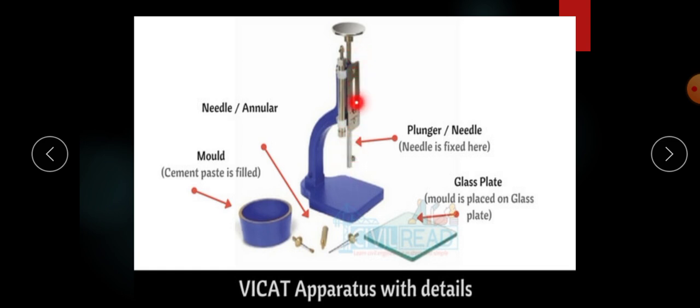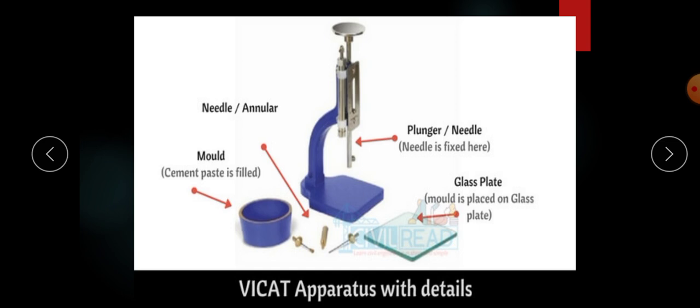So when it is moving into this mold, what will happen in the starting stage? It will completely penetrate into the mold. Slowly, as time passes, it will not directly penetrate into the mold. Slowly it is hardening, the cement paste is getting hardened.